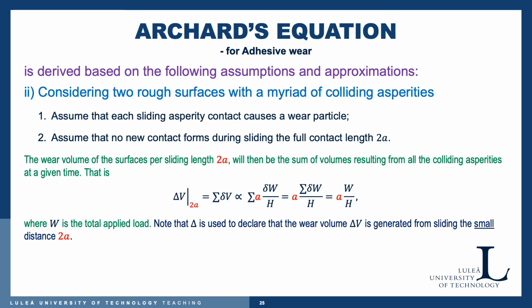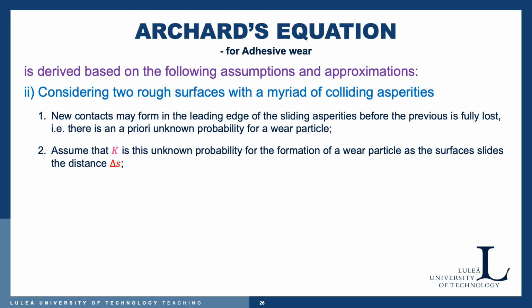So we have delta V proportional to A times the load over the hardness, and here we have used capital delta to declare that the volume delta V is generated from all the wear of asperities during the small sliding distance 2A.